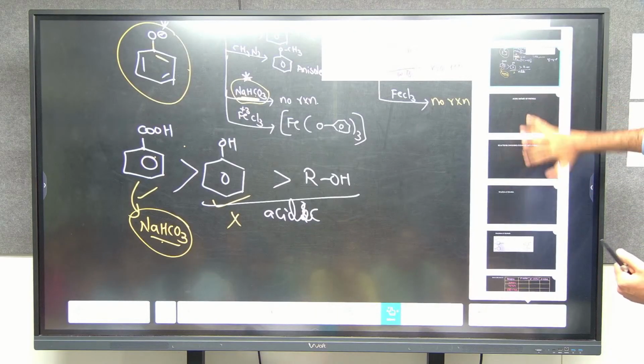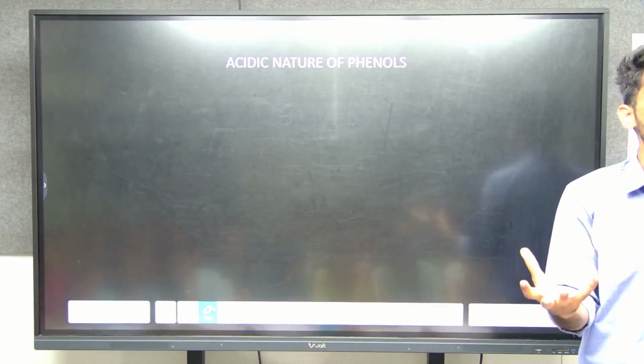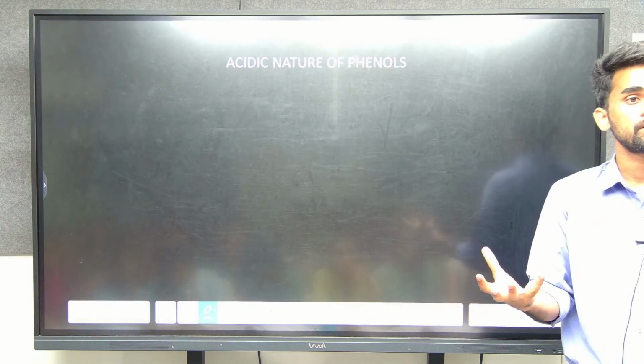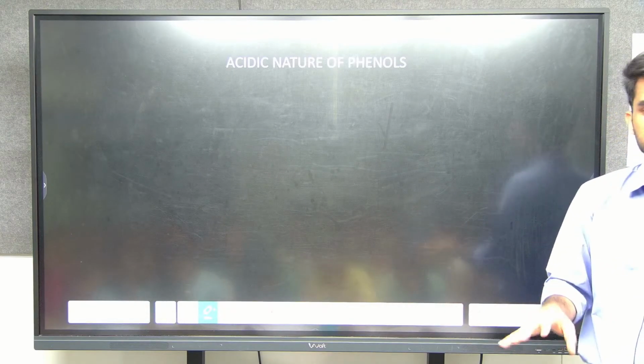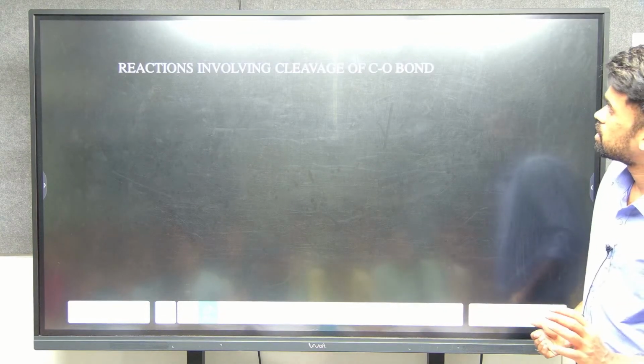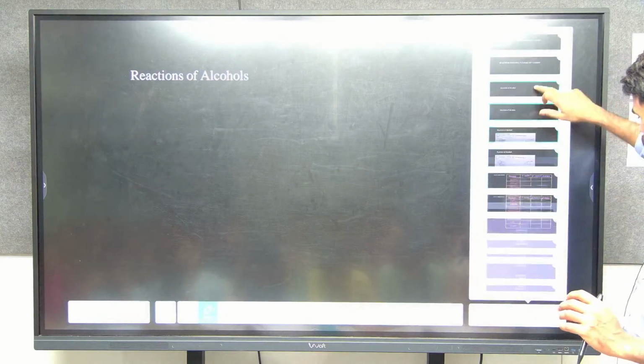Next commonly asked question is phenol's acidic nature. Acidic nature of organic compounds depends on what? Electron withdrawing group makes it more acidic, releasing group makes it less acidic. That's it. All these things are done.